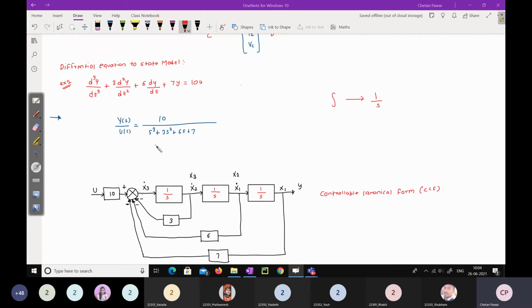Now we need to find the input matrix and the rest. First we will start with the A matrix. This characteristic equation gives the A matrix. Here you can see this is an S square term. From the reverse direction we will take: after this there are two integrators, so from this the 3s square term is there.